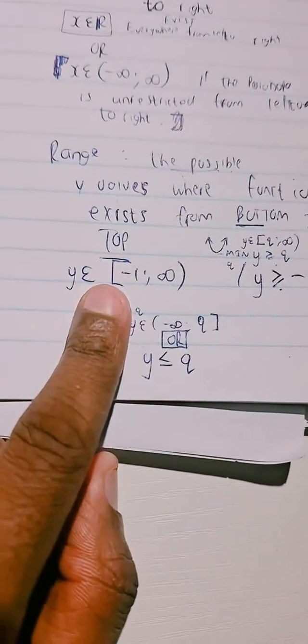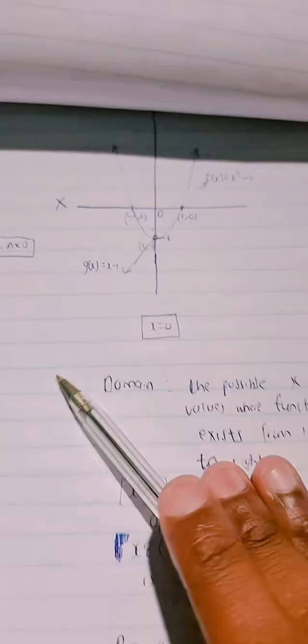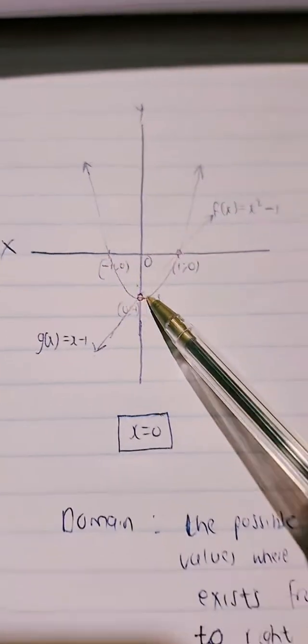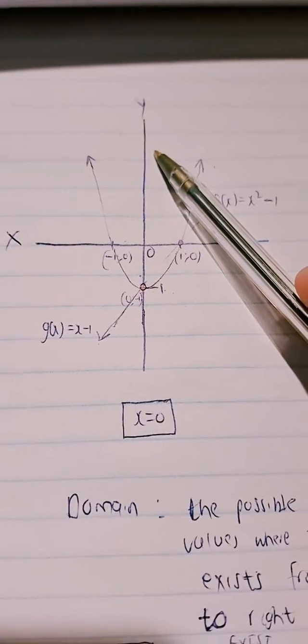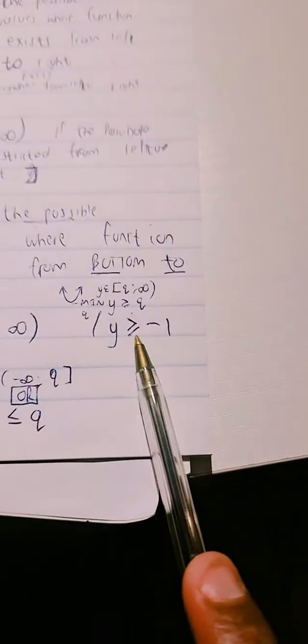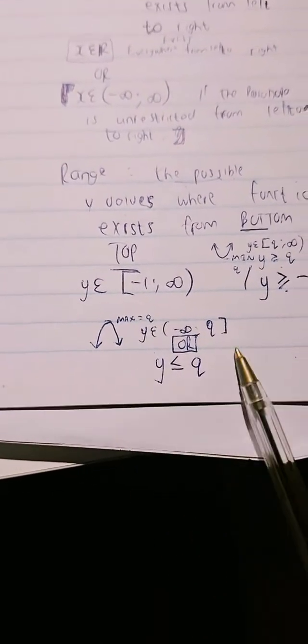So please, guys, if you choose interval notation for a concave up function, this one specifically, y is an element of [-1, infinity), or we could say y is greater than or equal to -1. So please, guys, always ascertain.